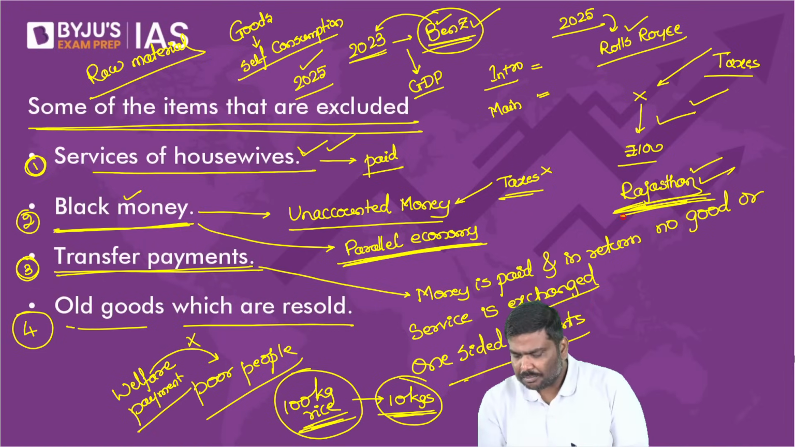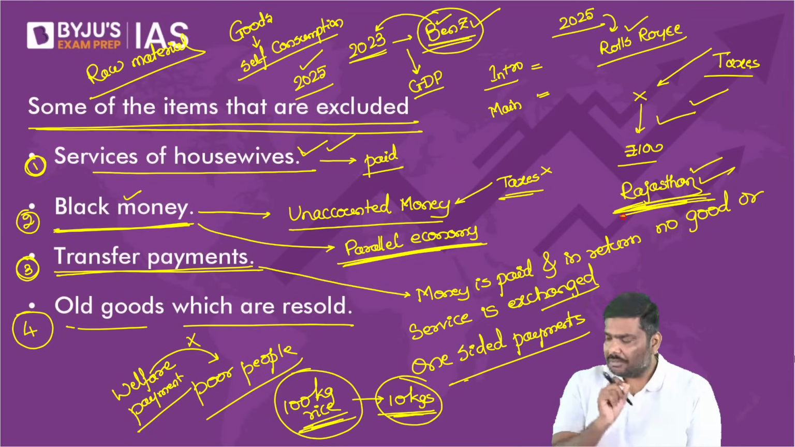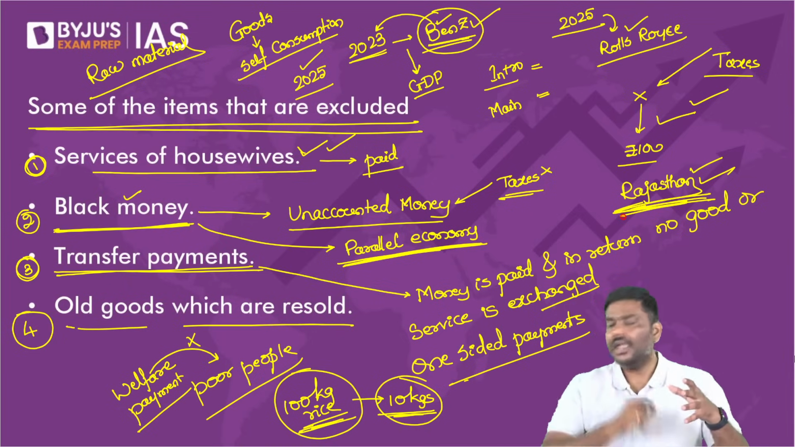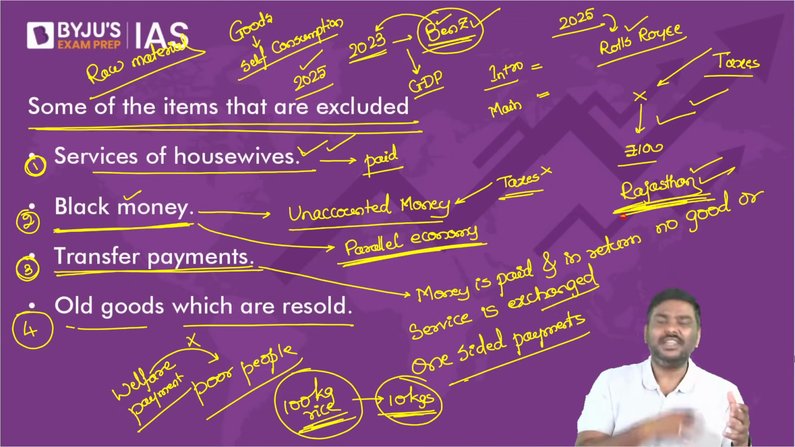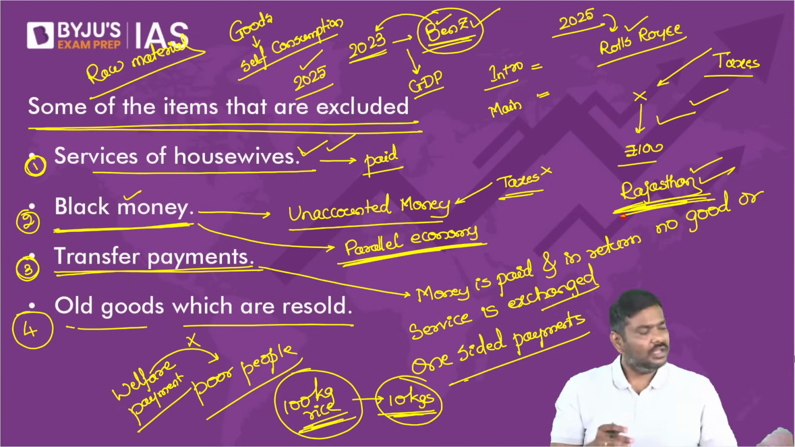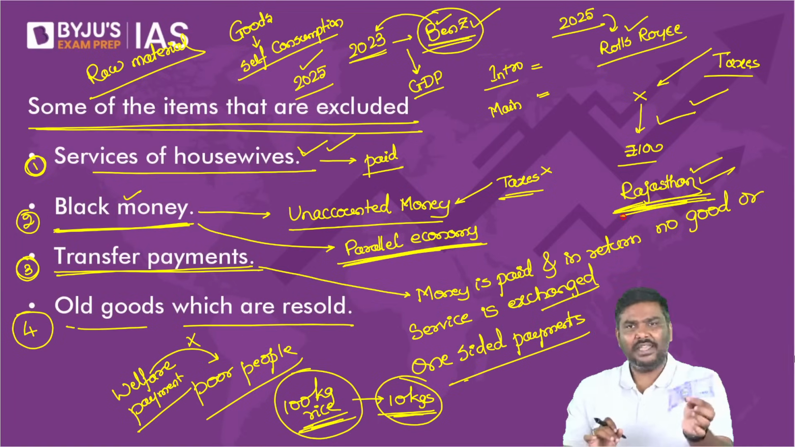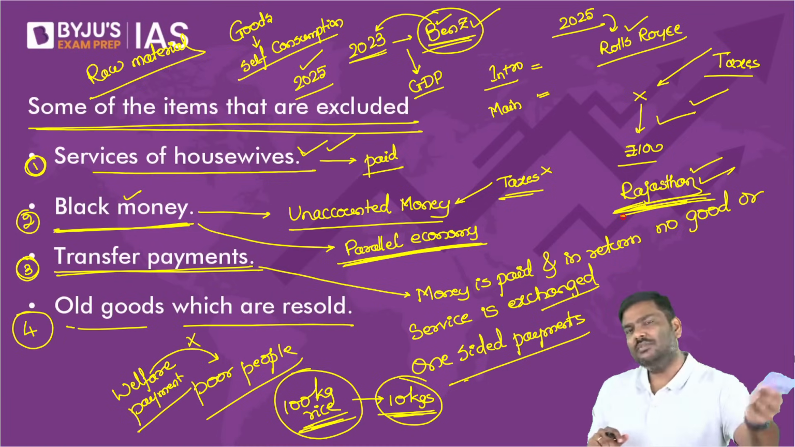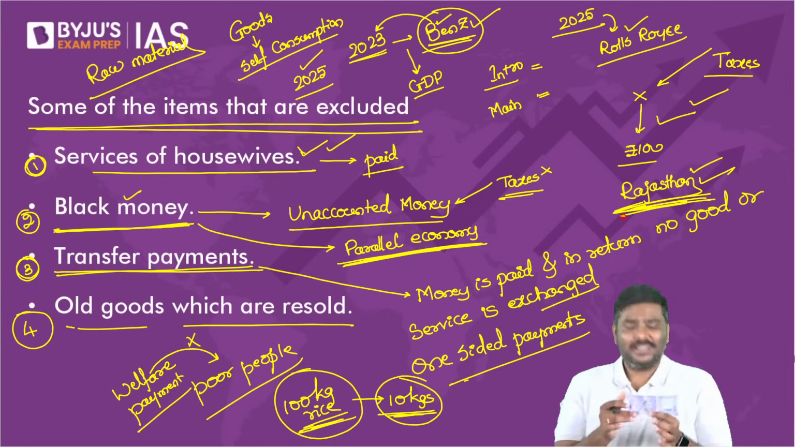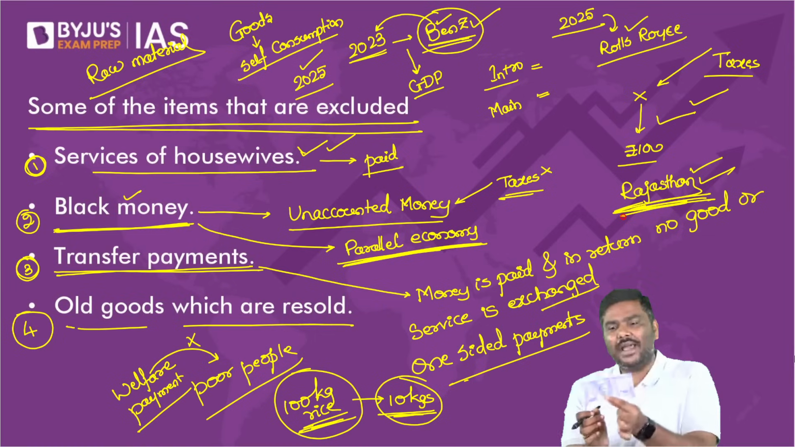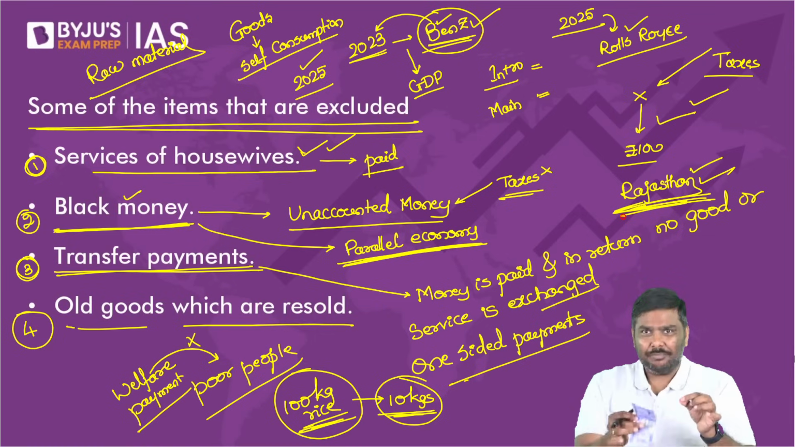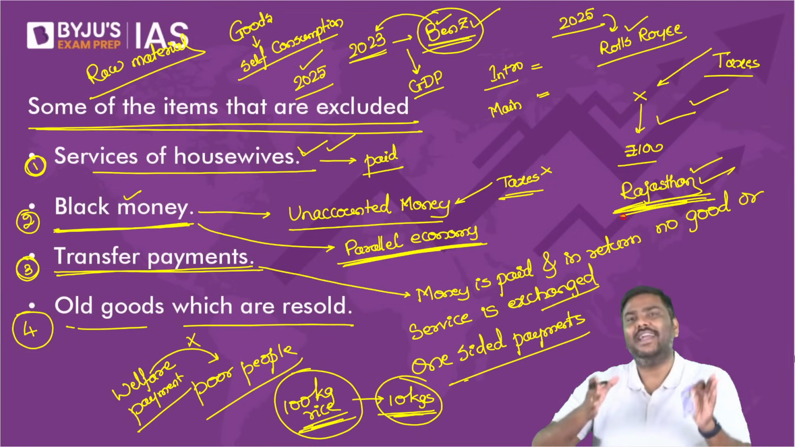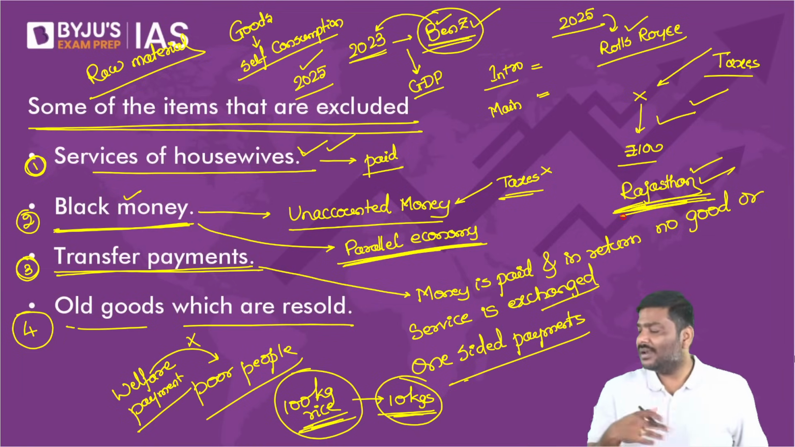Parallel economy. Parallel economy basically is the black money which is getting circulated. What is this idea of circulation of black money? I said this 100 rupee, if it is white money, I can go to the market and purchase goods and services. If it is black money, I can also go to the market and purchase goods and services. So it doesn't make any difference whether this money is white or black. Both will get circulated. Parallel means what? Parallel means without any connection. Both will get circulated in the economy. Hence, black money is referred to as a parallel economy.